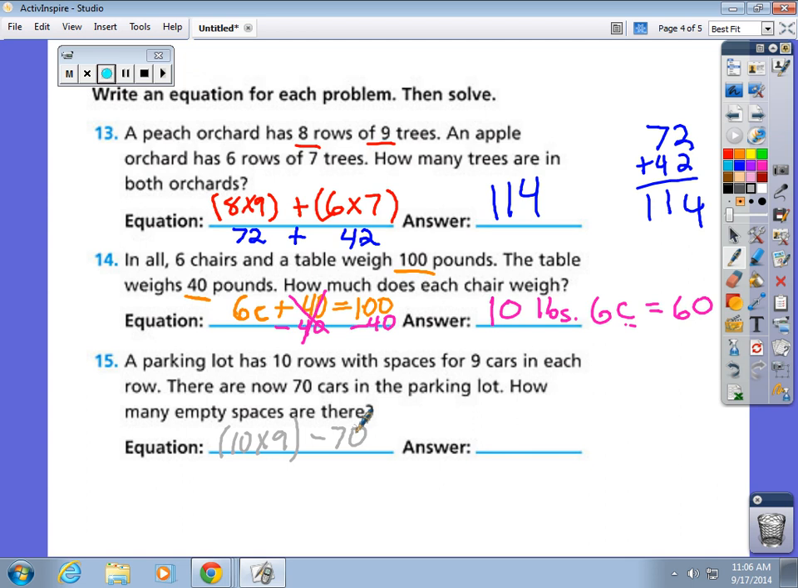Solving using my parentheses first. 10 times 9 gives me a 90. 90 minus 70 is 20. Notice I can do 9 minus 7 in my head. 9 minus 7 is 2. 0 minus 0 is 0. So I don't need to go off to the side to do any solving for that one.